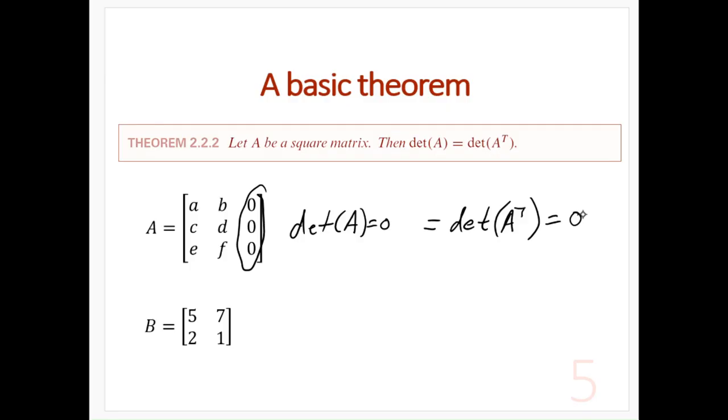Here for B though, let's go ahead and look at that. So for B, we know that the determinant of B is going to be 5 times 1 minus 7 times 2, and that's going to give us 5 minus 14. It's going to give us negative 9.